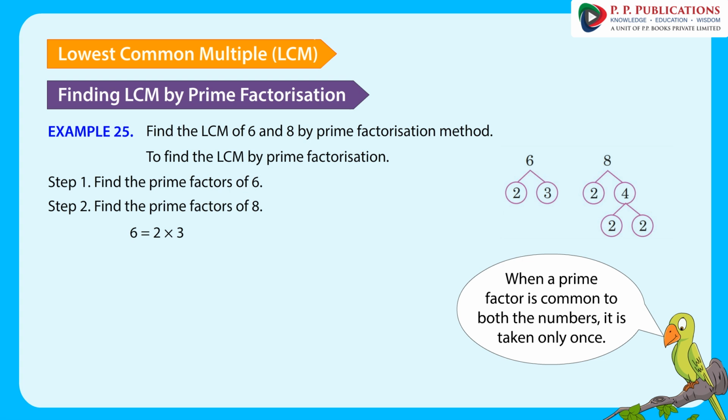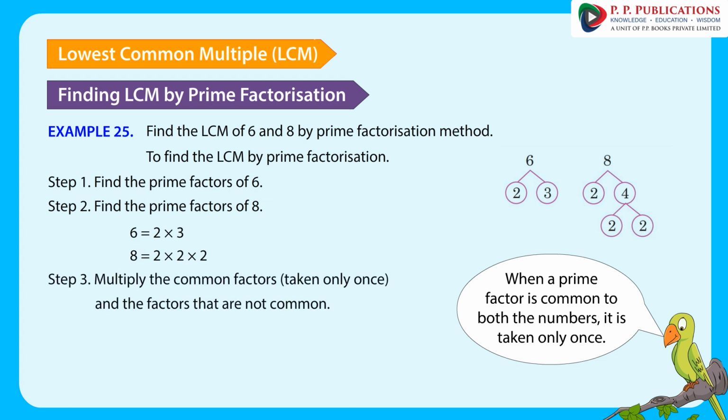6 equals 2 multiplied by 3. 8 equals 2 multiplied by 2 multiplied by 2. Step 3. Multiply the common factors taken only once and the factors that are not common. 2 multiplied by 3 multiplied by 2 multiplied by 2 equals 24. Answer: LCM of 6 and 8 is 24.